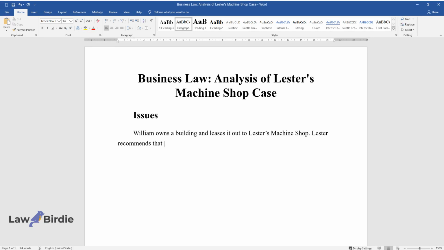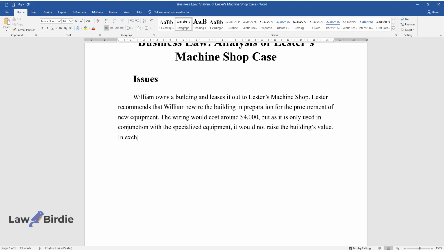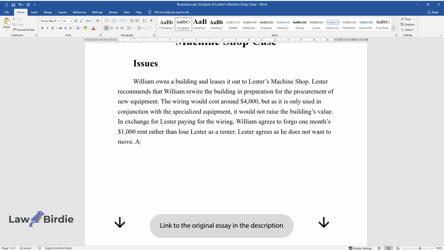Lester recommends that William rewire the building in preparation for the procurement of new equipment. The wiring would cost around $4,000, but as it is only used in conjunction with the specialized equipment, it would not raise the building's value. In exchange for Lester paying for the wiring, William agrees to forego 1 month's $1,000 rent rather than lose Lester as a renter. Lester agrees as he does not want to move.